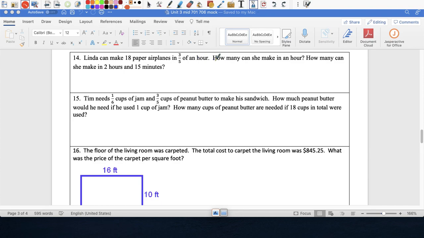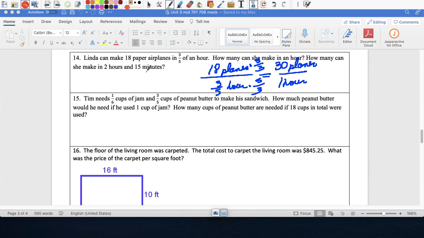Sometimes the unit rate comes in handy, like this one. 18 planes in 3/5 of an hour. Let's find out how many planes you can make in 1 hour, right? So find the unit rate. In this case, we're going to multiply that by 5/3 and multiply this by 5/3. 18 divided by 3 is 6, so she can make 30 planes in an hour. So that's my unit rate. Look how much easier it is now that I have the unit rate to find anything.